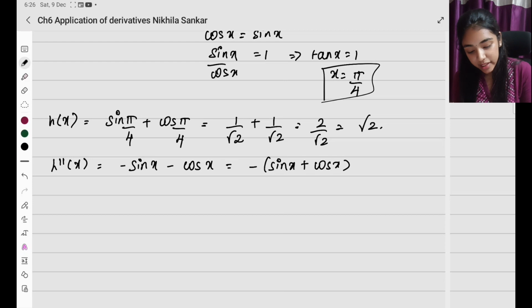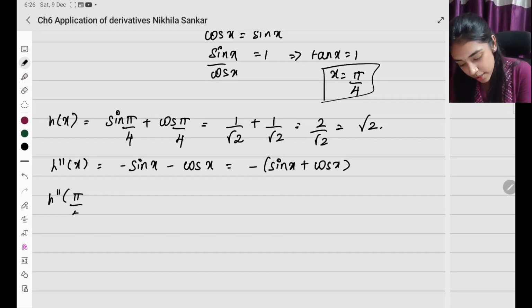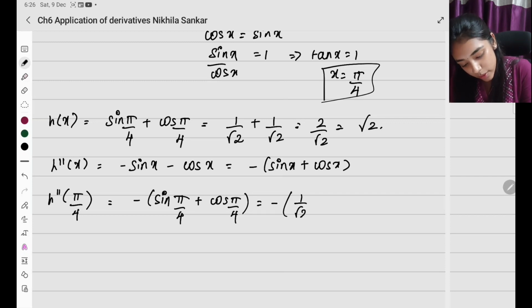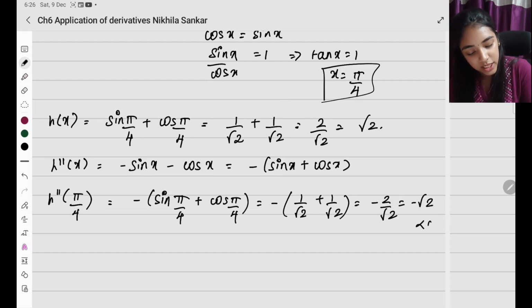Found out my second derivative. If it is less than 0 or greater than 0, I'm going to substitute my x value, the critical point. So, this is going to be minus of sin pi by 4 plus cos pi by 4, which is going to be minus of 1 by root 2 plus 1 by root 2, which is going to be minus 2 by root 2, which is going to be minus root 2, and the value is less than 0.